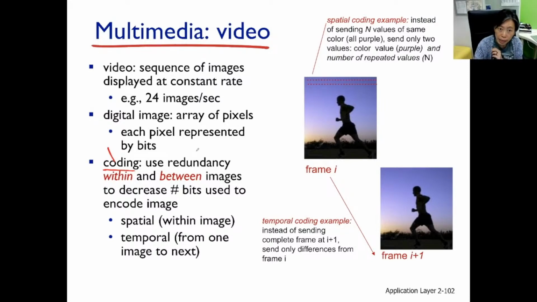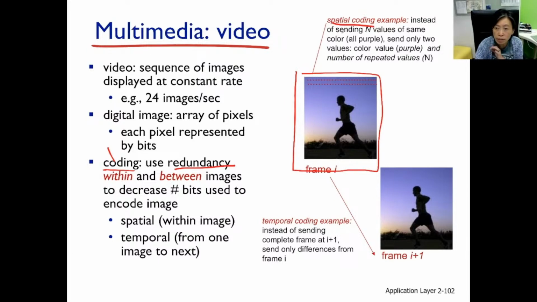And we're exploiting redundancy that is natural in the content. So redundancy could exist within one frame, within one image. You see here, the sky, all these pixels in the sky, they would actually look very much the same. The colors are pretty much the same, right? So that is called spatial coding.